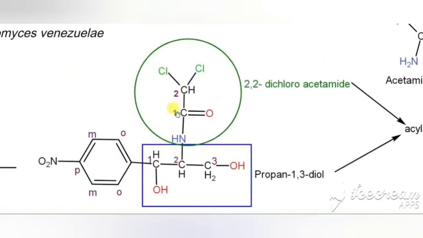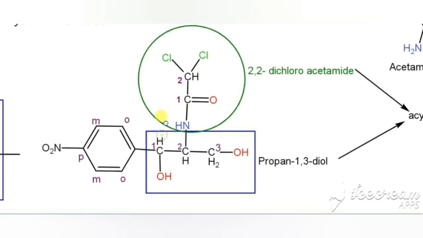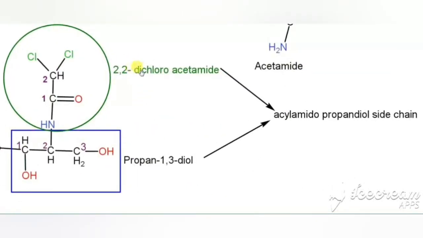Now here this is the first carbon and this is the second carbon. The second carbon of acetamide has dichloro groups, 2 chlorine groups, that's why it is called 2,2-dichloroacetamide. So what is present in the structure of chloramphenicol? A paranitrophenyl ring attached to propan-1,3-diol, and the second carbon of propan-1,3-diol has a 2,2-dichloroacetamide group. This 2,2-dichloroacetamide and propan-1,3-diol together are called the acyl amido propanediol side chain. So the side chain present in chloramphenicol is the acyl amido propanediol side chain.